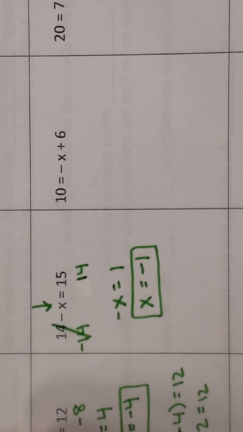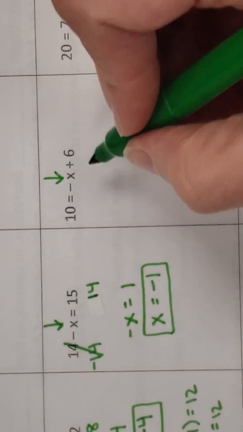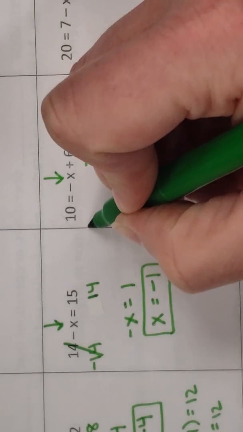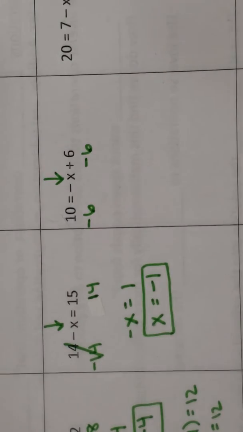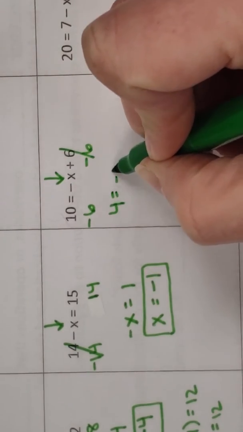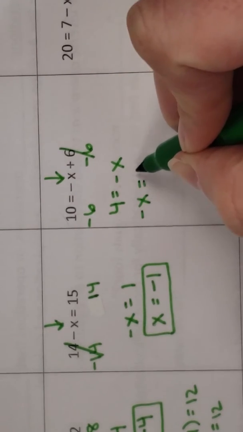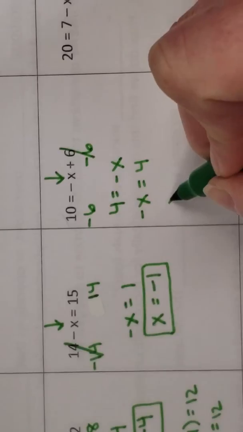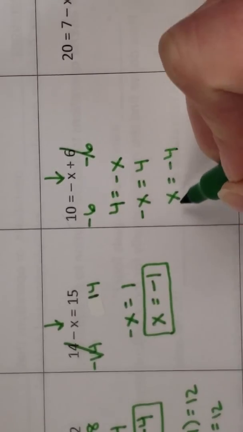Let's try the next one. This time the variable is on the right side. It's still negative. We'll still subtract off the 6 rather than the 10 because 6 is with the x, not the 10. 6 minus 6 zeros out. 10 minus 6 is 4 equals negative x. Oh, we need to have the variable on the left. Negative x equals 4. We also need to have a positive x. So change the sign on the left, so change the sign on the right.